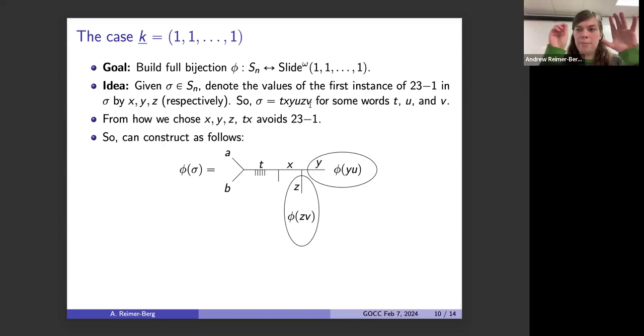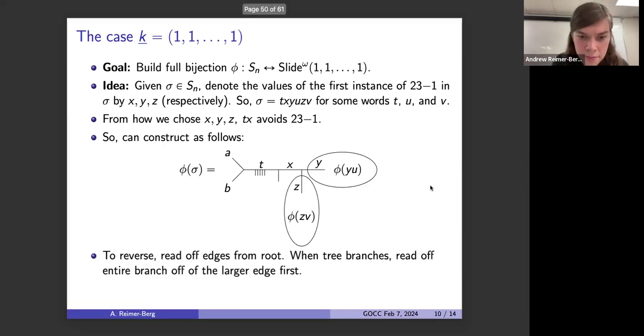So like number of vertices that are not adjacent to any leaf. Like this one right here would be one such. And then we just do that recursively. So if within here, if YU has a 2-3-1, you'd take the earliest one. The first part would be a caterpillar here, and then it branches off again, and so on.